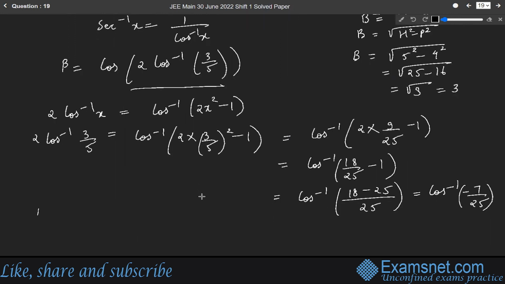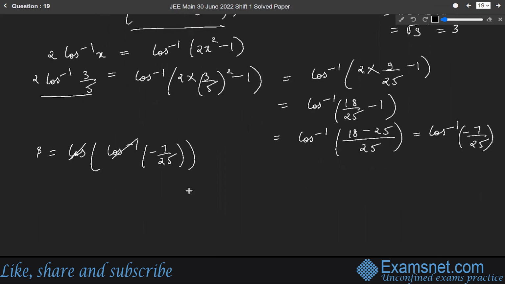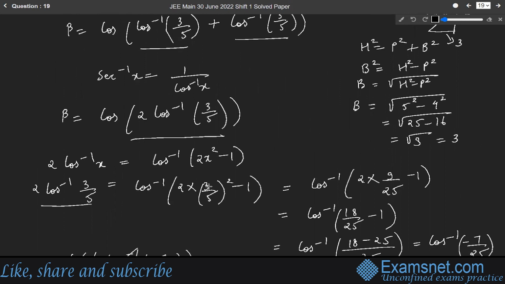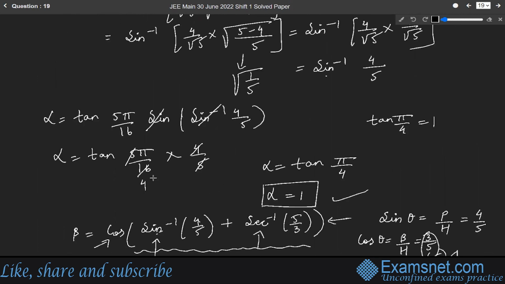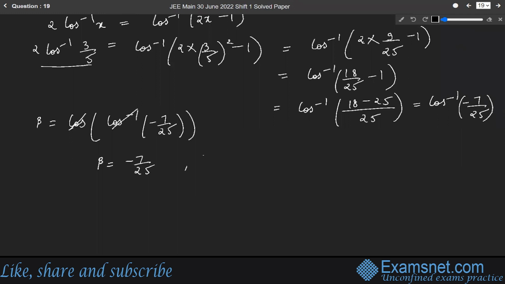So let us substitute this value. Beta is cos of 2 cos inverse 3 by 5. What is the value of 2 cos inverse 3 by 5? It is cos inverse of minus 7 by 25. We have calculated it, right? Now this cos and cos inverse will cancel. So we have beta equal to minus 7 by 25, right? You can see how easily we have transformed both the expressions, and now we have the values of alpha and beta. The value of alpha is 1 and the value of beta is minus 7 by 25.